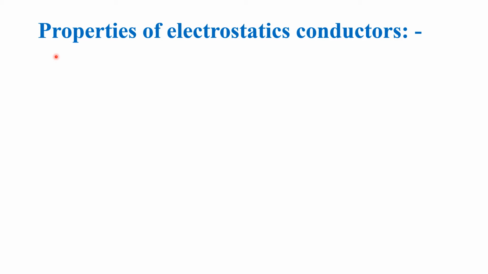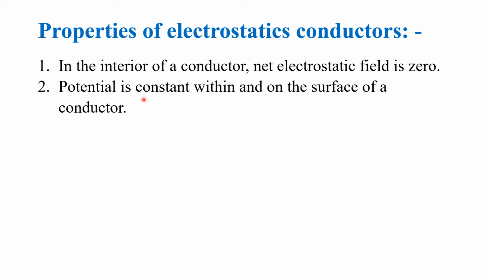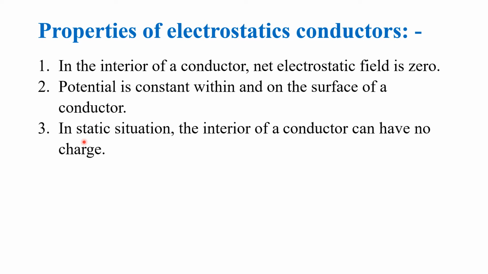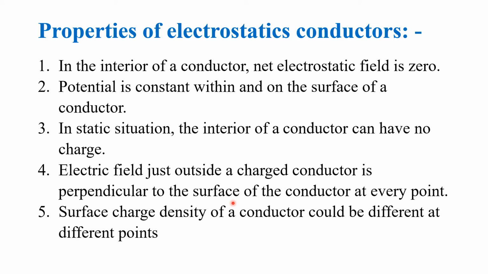Next, there are some properties of an electrostatic conductor. First, in the interior of the conductor, the net electrostatic field is zero. Second, the potential is constant within and on the surface of a conductor. Third, in a static situation, the interior of the conductor can have no charge. Fourth, the electric field just outside a charged conductor is always perpendicular to the surface of the conductor at every point. And last, the surface charge density of a conductor could be different at different points.